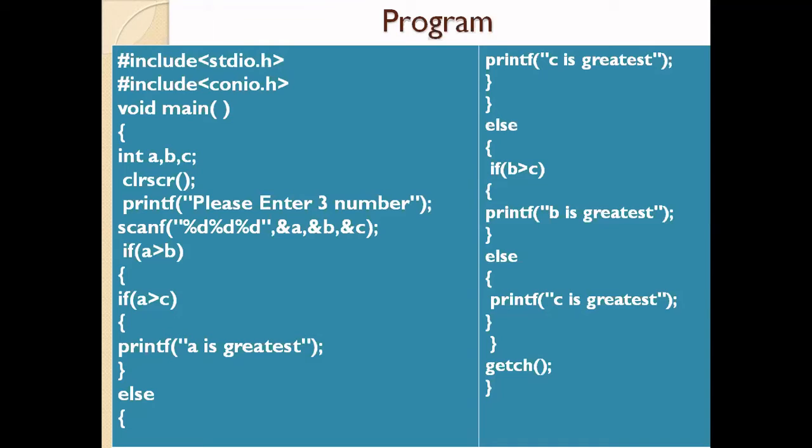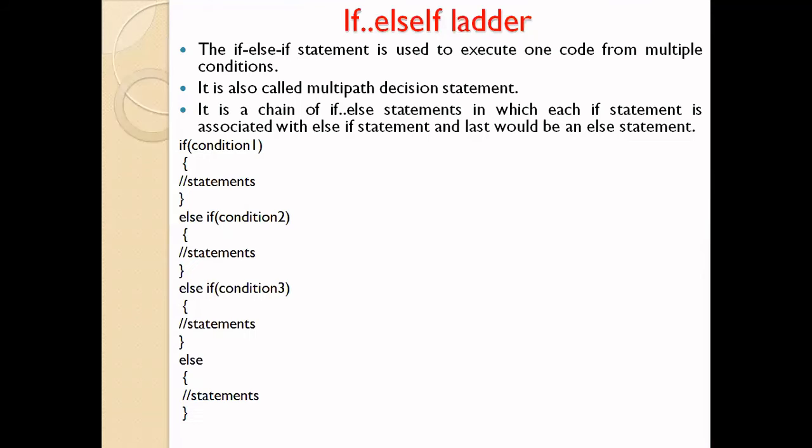Or else, once again it will check if B is greater. If B is greater, it will give the result as B is the greatest number. Otherwise it will give C is the greatest number. So here we are using the nested if conditional statement.